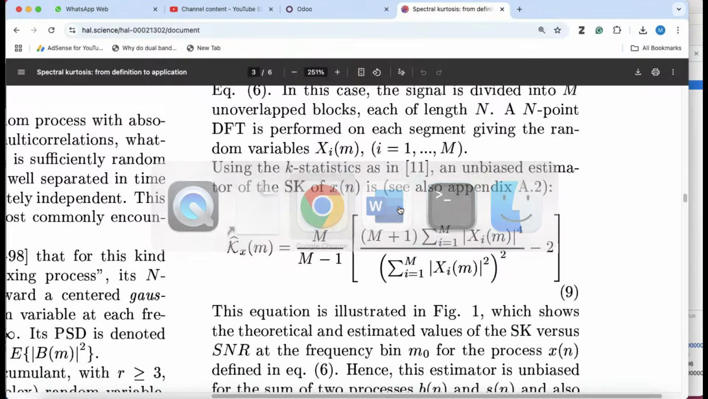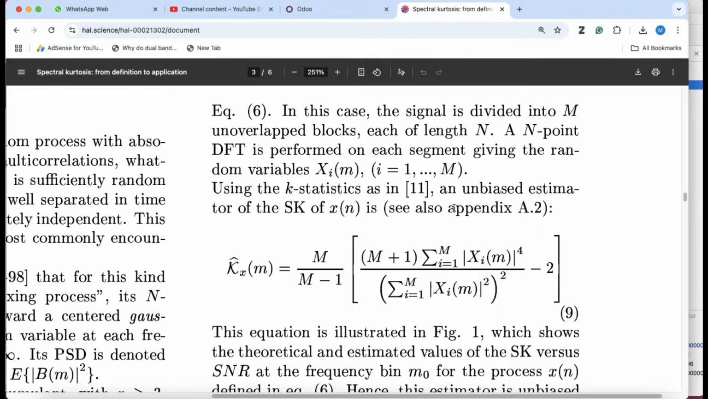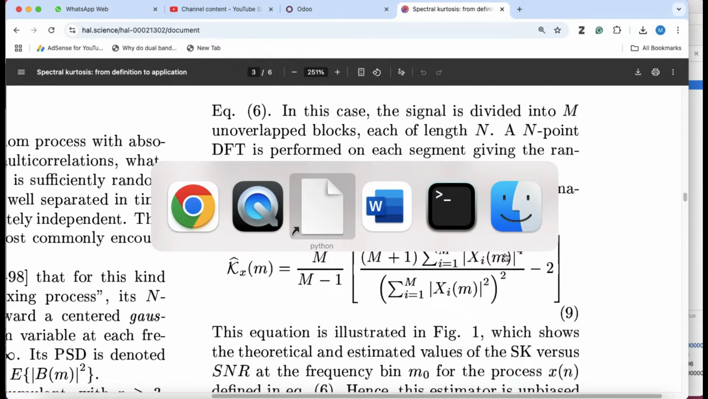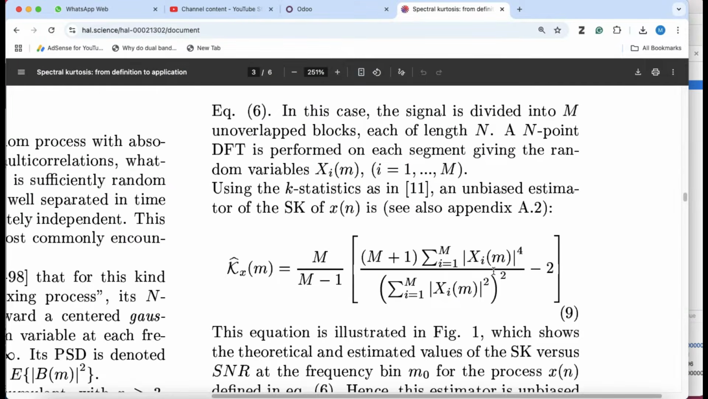In order for me to do that, there's a paper that gives me the definition of this. So this is why I need to take that FFT. This is what is being performed here. If you were to look at my Python block, this needs to be done. I'm taking the samples X_im. An N-point DFT is performed on each of these segments, giving the random variable X_im, where i is going from 1 to M. So this is what's being done. That's why I need a Python block.